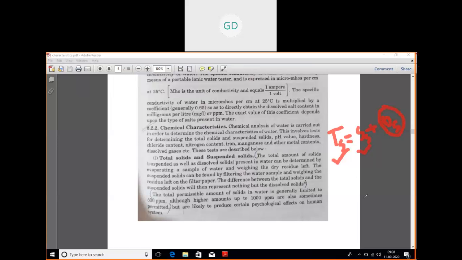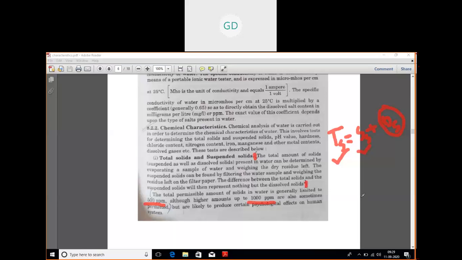So what is the permissible limit? If that amount of total solids is present in water, then you can drink it, because that is a permissible limit and no harm will be caused to you. That permissible limit is 500 ppm to 1000 ppm. You can mark this and write from here to here.